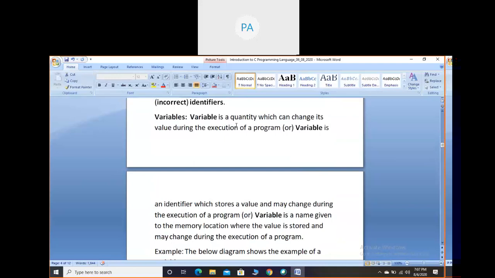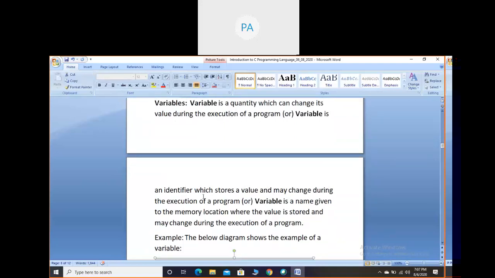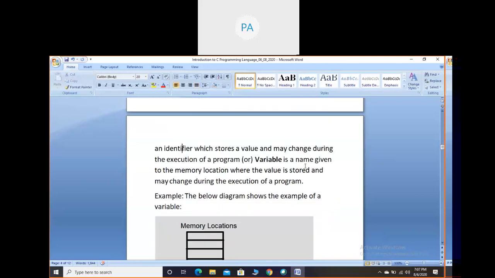So we have three definitions. First definition: a variable is a quantity which can change its value during the execution of a program. Second, a variable is an identifier which stores a value and may change during the execution of the program. Third, a variable is a name. This name and identifier are both the same, because if you look at the definition of identifier in a shorter way, we can just say identifier is a name.